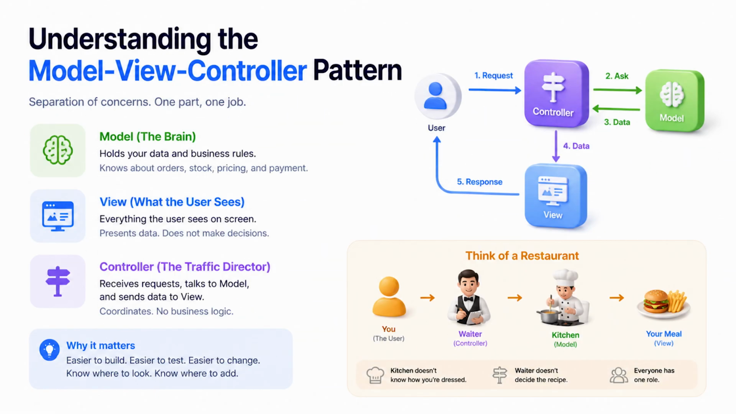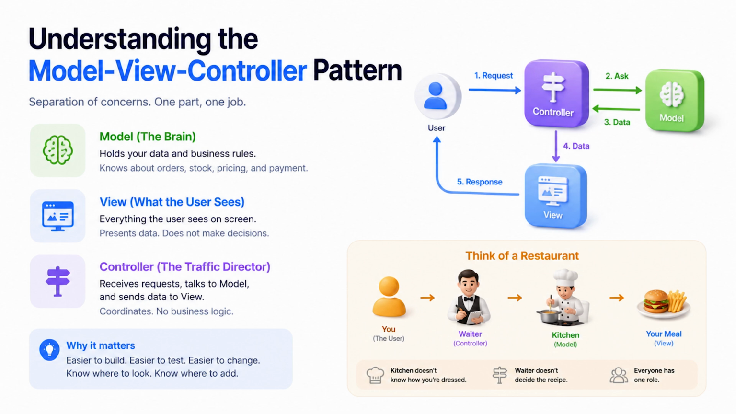Let us start with the model view controller pattern. It is often called the MVC pattern. The core idea is separation of concerns. That means each part of your application has one job and one job only. The model is your data and your business rules. Think of it as the brain. If a user places an order, the model knows whether the item is in stock, how much it costs, and whether the payment is valid.